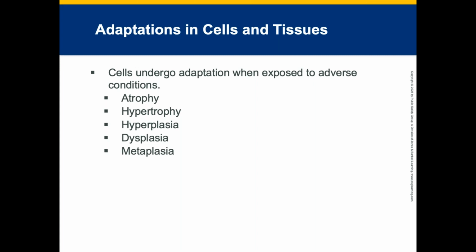Hyperplasia is an increase in the actual number of cells in an organ or tissue. Dysplasia is an alteration of the size, shape, and organization of that cell. And metaplasia is reversible cellular adaptation in which one adult cell type is replaced by another.